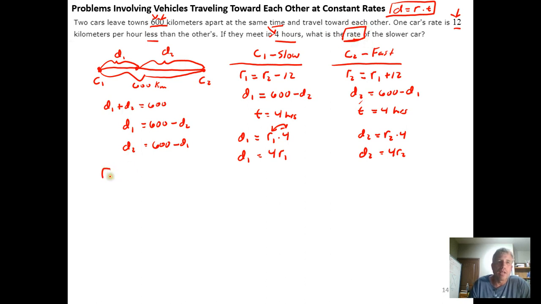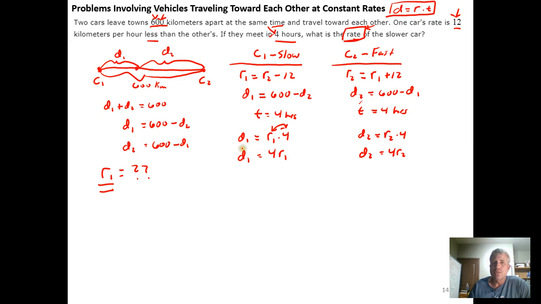We want to know what is R1 equal to. Nothing else matters. So what I need to do is get an equation that only has the rate of the slow car in it. I need a single variable linear equation that only contains r sub 1, because r sub 1 is what I'm being asked to find.